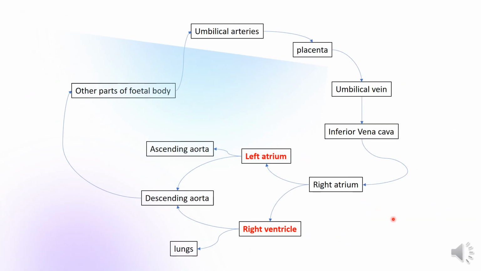This is just a repetition. From the right atrium, most of the blood will enter the left atrium through the foramen ovale, and some will enter the right ventricle through the atrioventricular opening.